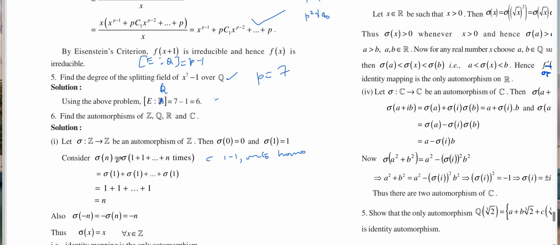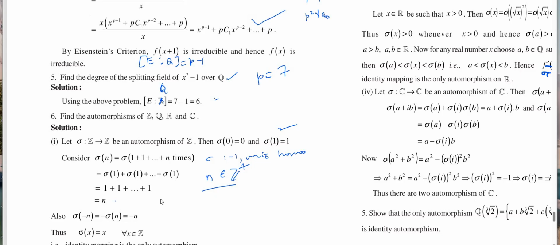Now consider sigma of n, where n is a positive integer. Then n stands for 1 plus 1 plus 1, n times. But sigma is a homomorphism, so we can rewrite this in this way. We know that sigma of 1 is 1, so we get 1 plus 1 plus 1, n times. Next consider a negative integer, sigma of minus n, where n is again a positive integer. Sigma being a homomorphism, this is minus sigma of n. Sigma of n being a positive integer, by this it should be n.